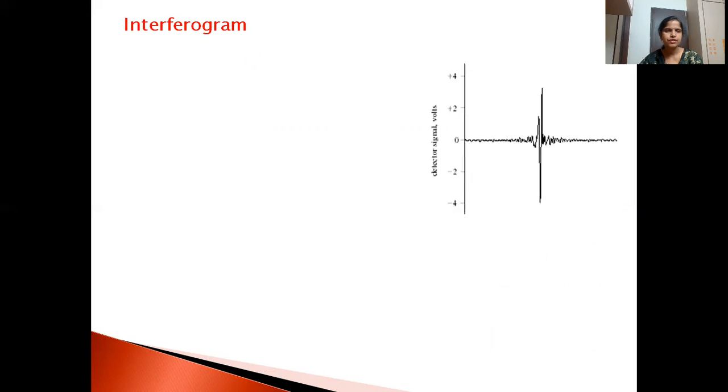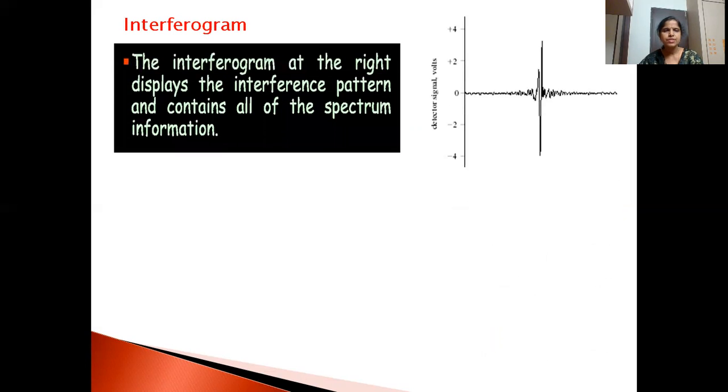Now we will see what an interferogram is. As we have said, FTIR works on the principle of the Michelson interferometer, or interferogram. The interferogram is what you see on the right side here. This is how it appears. The interference pattern displays and contains all of the spectral information.